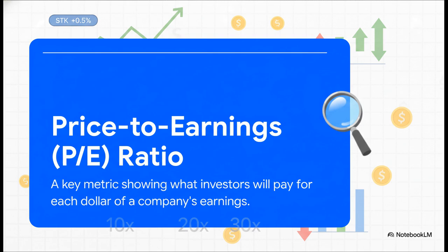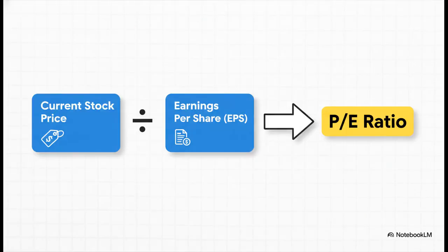Put simply, the PE ratio tells you how much the market, other investors, is willing to shell out for each and every dollar of a company's profit. A high PE might suggest investors are expecting big growth ahead, while a low PE could be a sign of a potential bargain. And the math behind it?